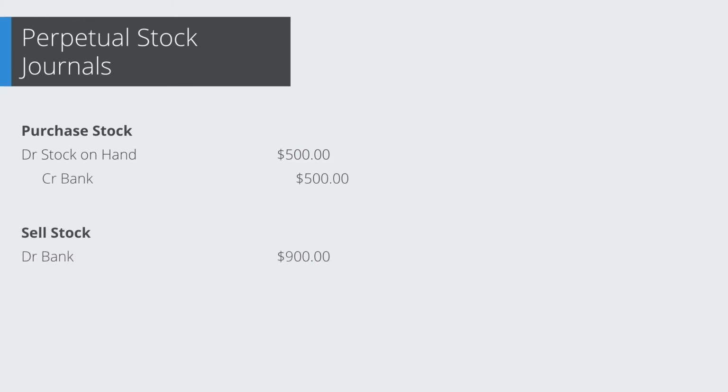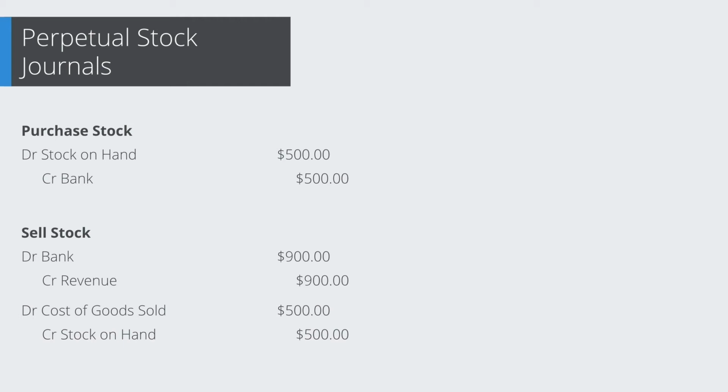So under perpetual stock, when we buy stock, rather than going to the purchase account on the profit and loss, this goes to the balance sheet as stock on hand. Then we have a debit to our bank account. Then when we sell stock, same as before, we have the bank account, which increases by $900. We recognize our revenue, but this is where things get a little bit different. We have another journal here to recognize the cost of goods sold. And then we also credit the stock on hand. So this is why there are more journals involved in a perpetual system than in a periodic system.